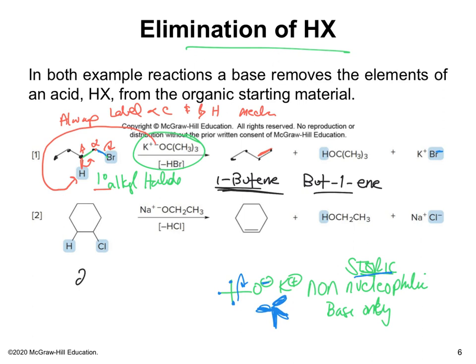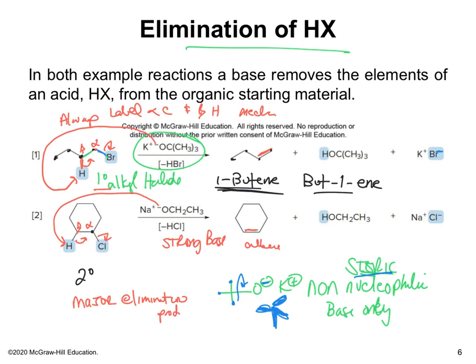Okay, here we have a secondary alkyl halide. That carbon, the alpha carbon, is bonded to 2 carbons. And so your beta hydrogen here is now secondary. You have a strong base. And so here we go. And there's the alkene. And that's elimination.